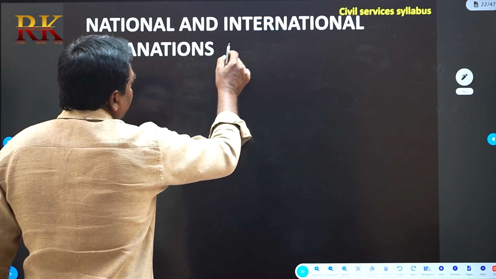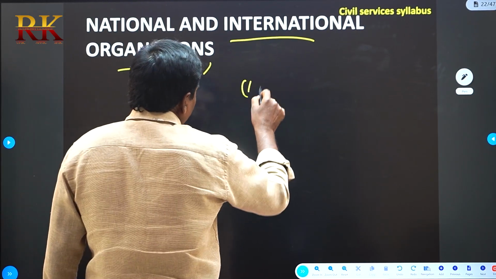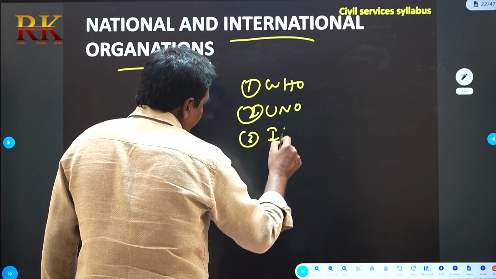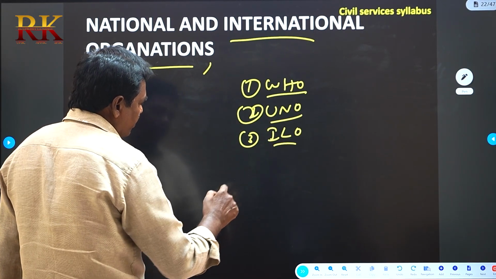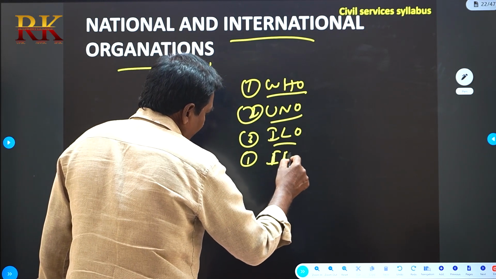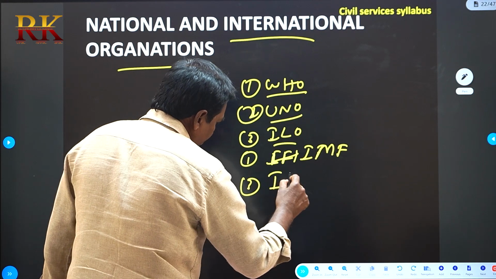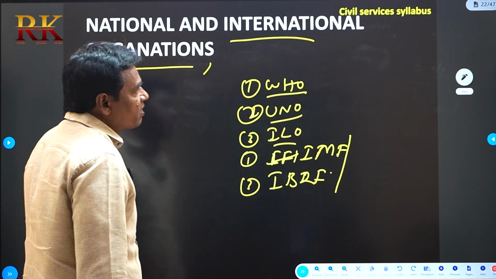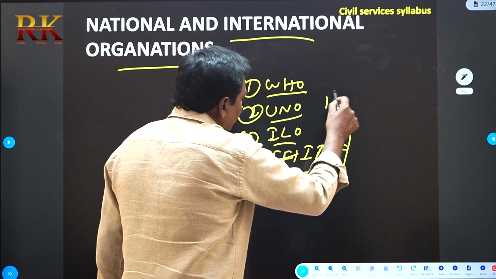Then international organizations. You already know WHO, UNO, ILO: International Labour Organization, United Nations Organization, World Health Organization, and also the World Bank, IMF, IBRD. These are all international organizations. The syllabus covers all economic activities, and the economy has already been explained.